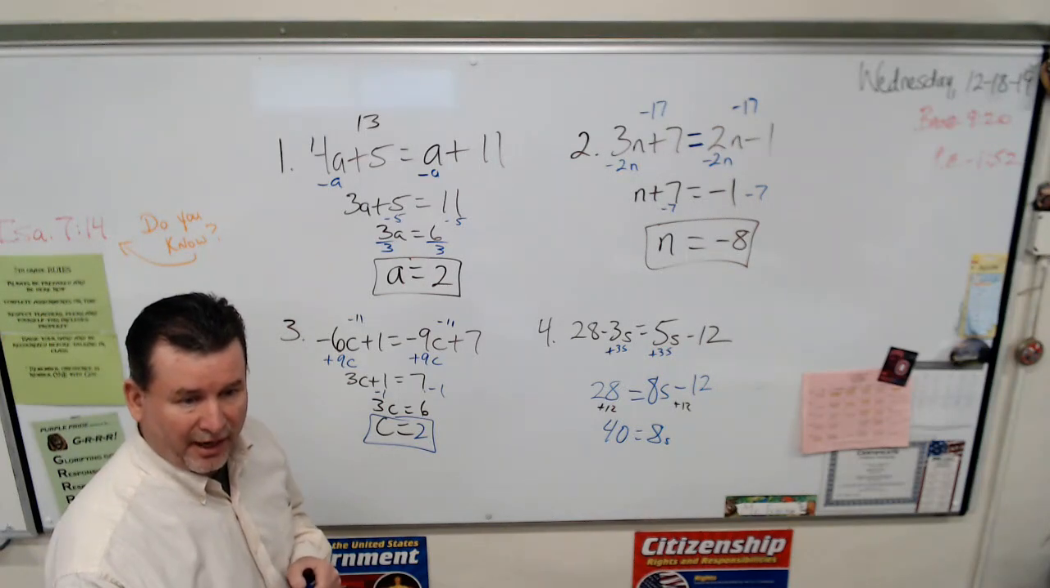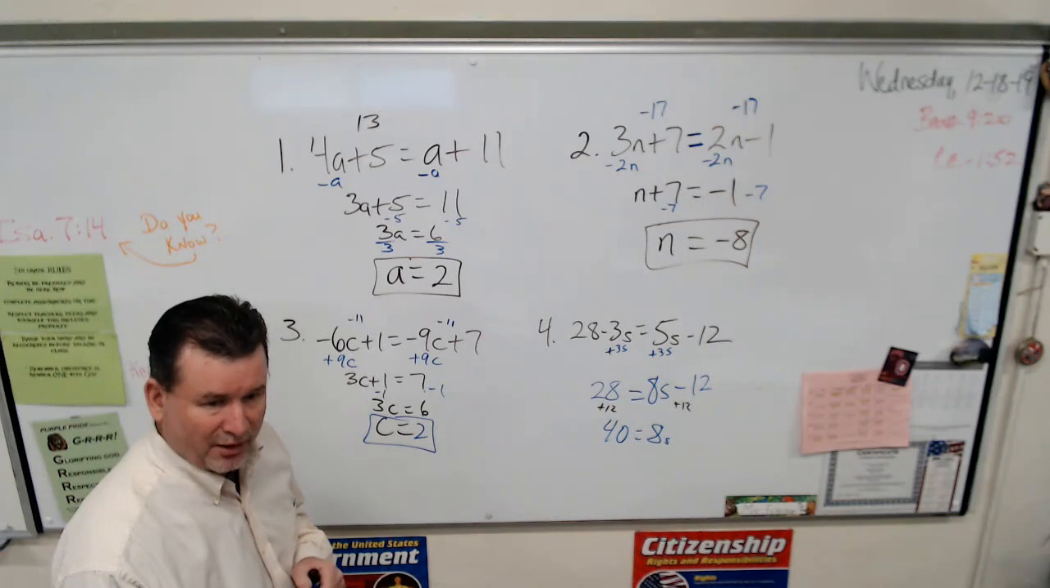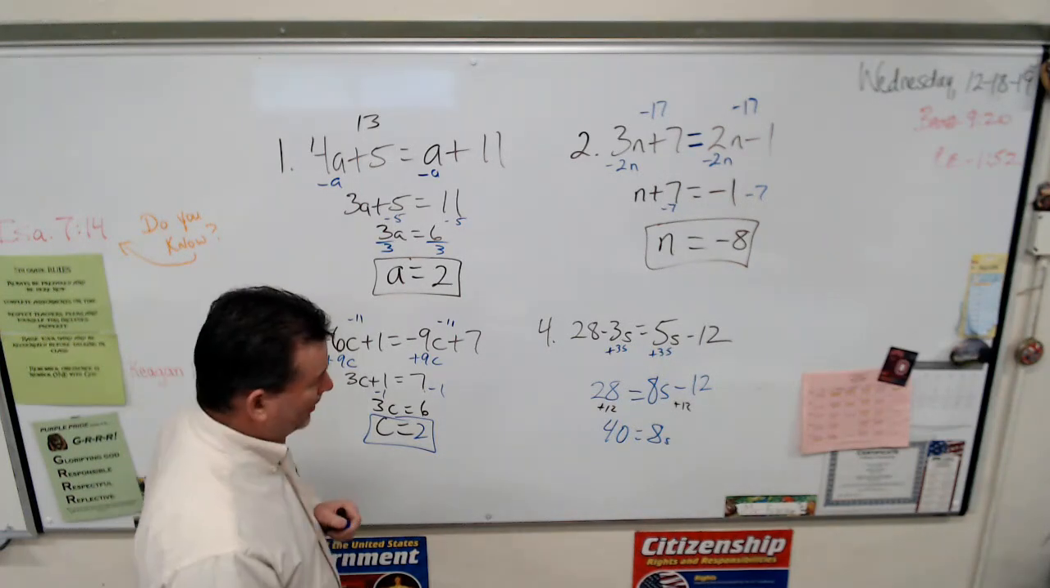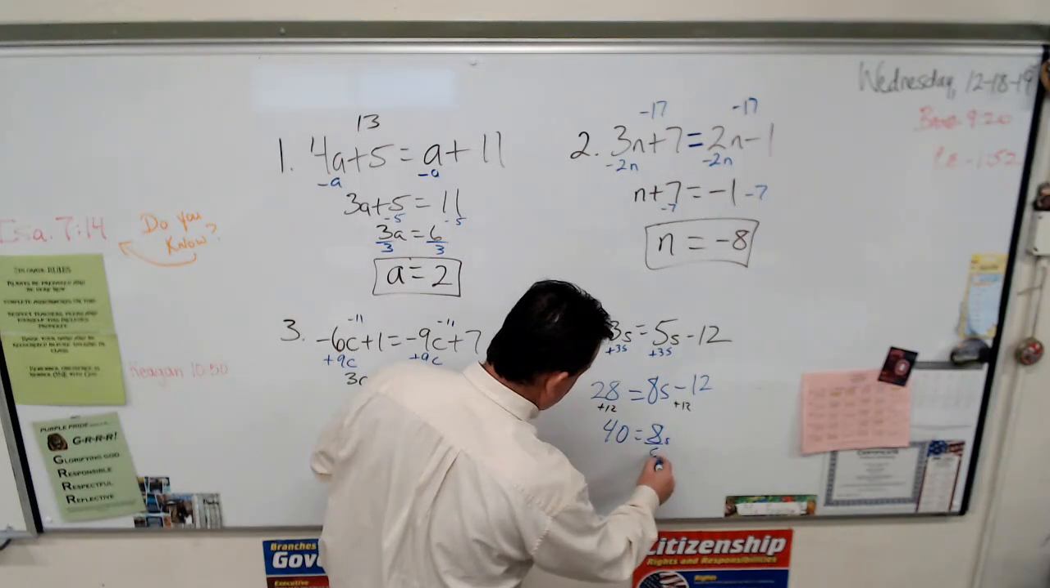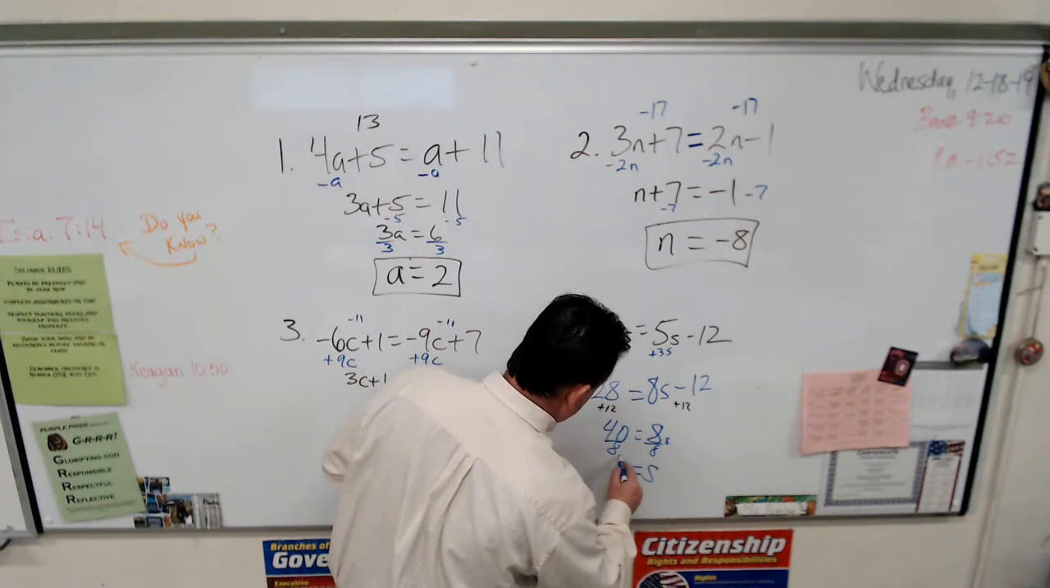It's S times 8, so how do I get rid of the 8? Divide by 8. That leaves me with S equaling 5.